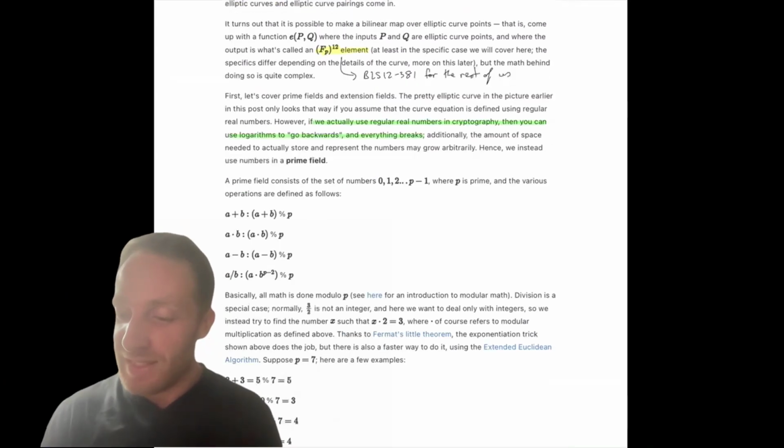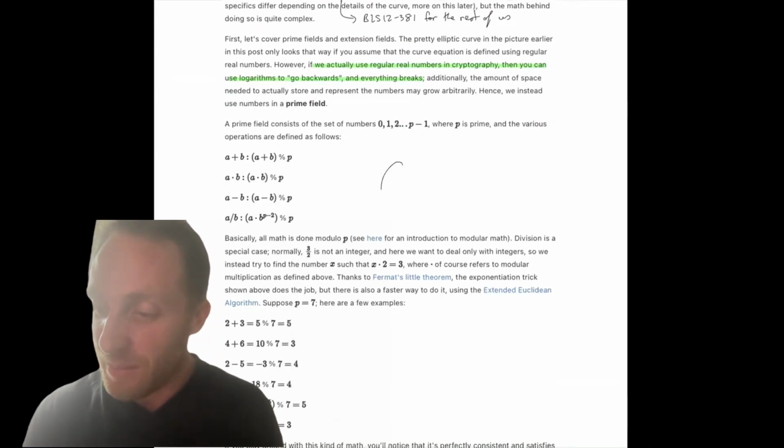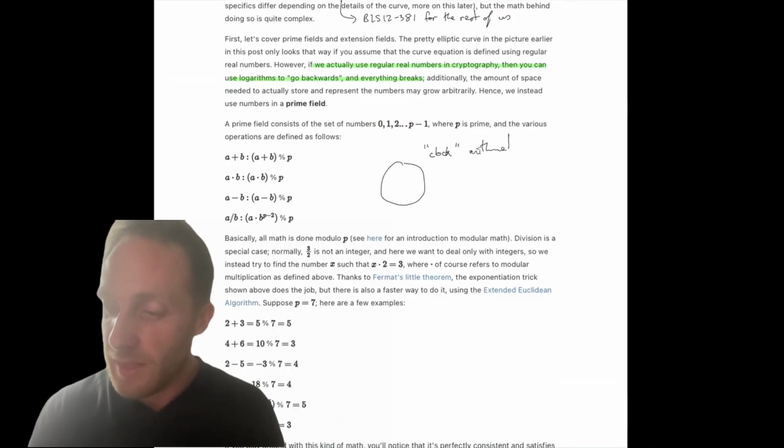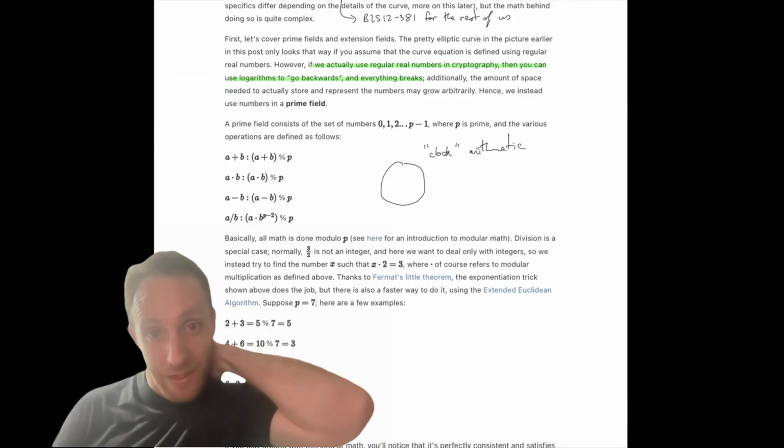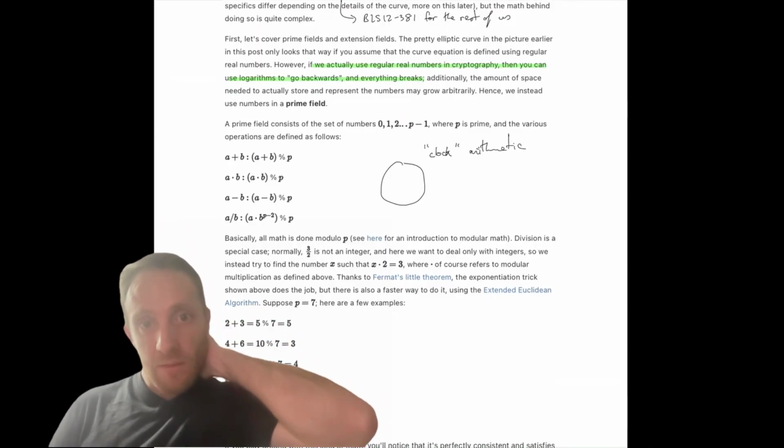Okay, so now he's going back to really simple things and explaining modular, so-called clock arithmetic. I'm going to assume that everyone knows about this. If you don't, you should probably make a little detour on Wikipedia. This is basic stuff that I think everyone should know.